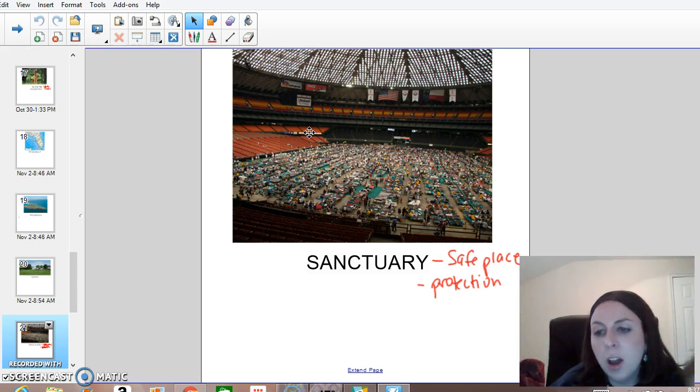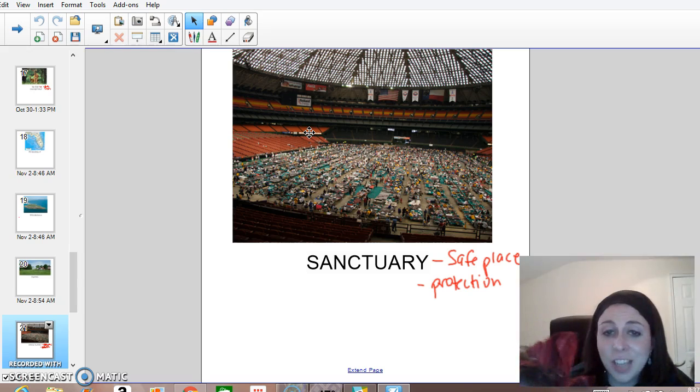You can understand why a shul is called a sanctuary, because if you think about when we go into a shul to daven, we're in a safe place protected by Hashem. So a sanctuary is a safe place, a place of protection.